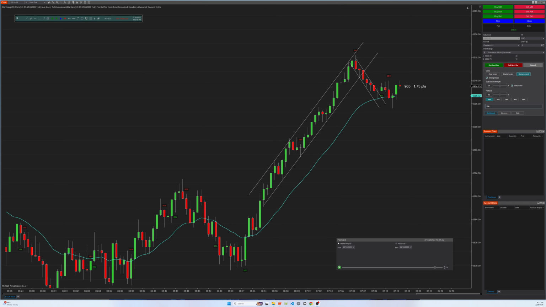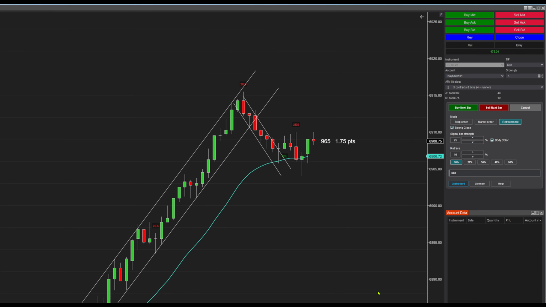Let's do a complete walkthrough of the UI. So at the top, we have buy next bar, sell next bar, and then cancel and order from these two. And the mode is the type of orders that you're going to make.